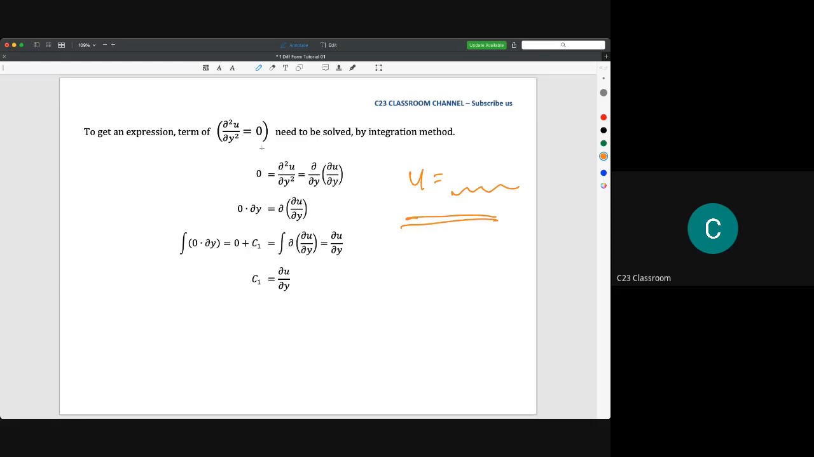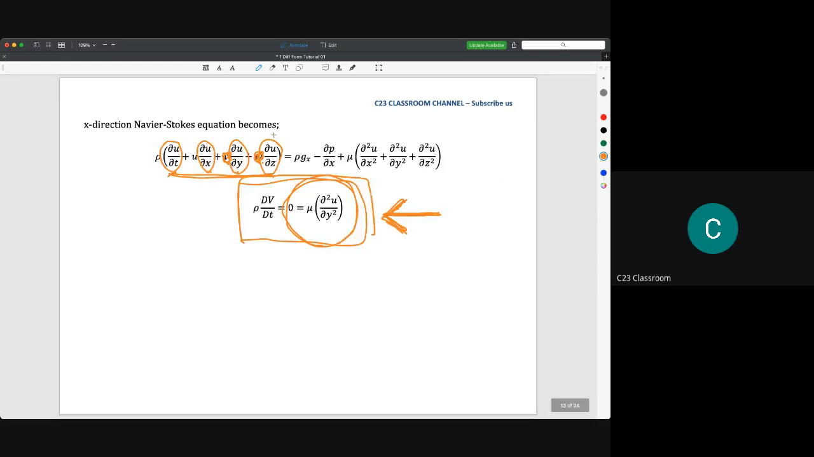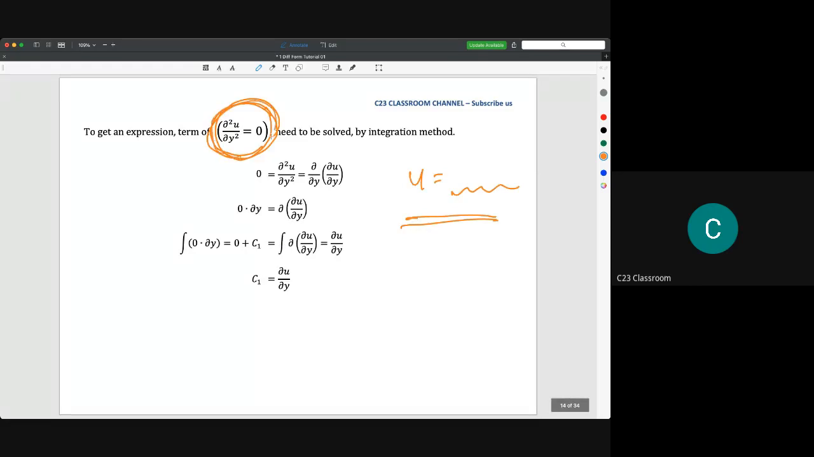Okay, now this is the terms that have the integral, the differential terms. So how do we need to reverse the process? We need to integrate them. Okay, so here, as mathematics, because we have 0 equal to mu del u square del y square, we bring the mu to the left hand side. So we only solve del u square over del y square equal to 0.